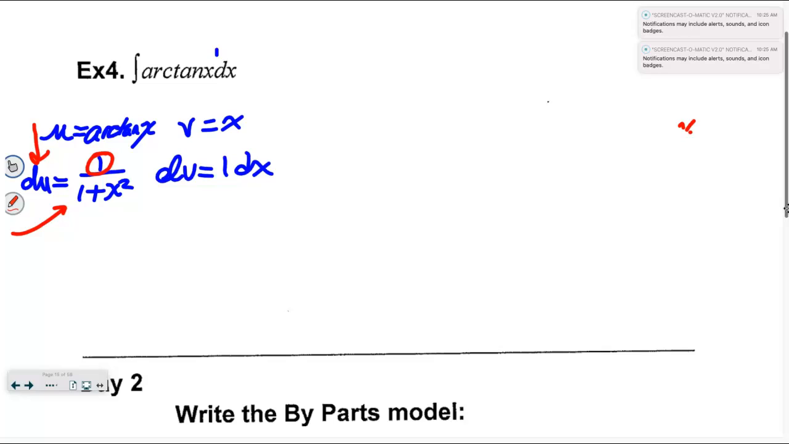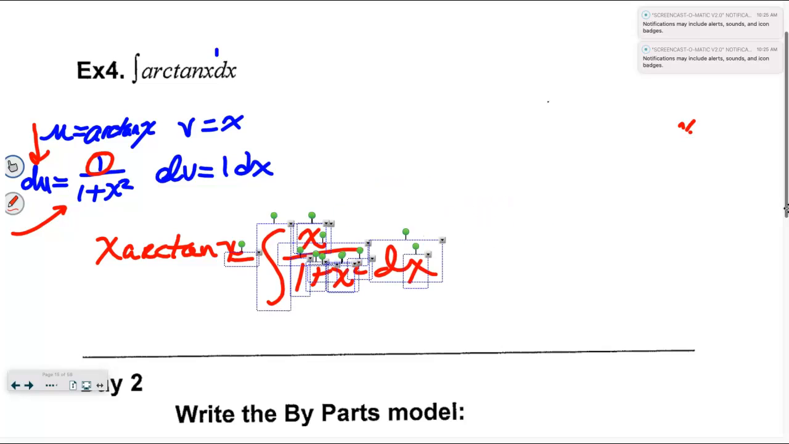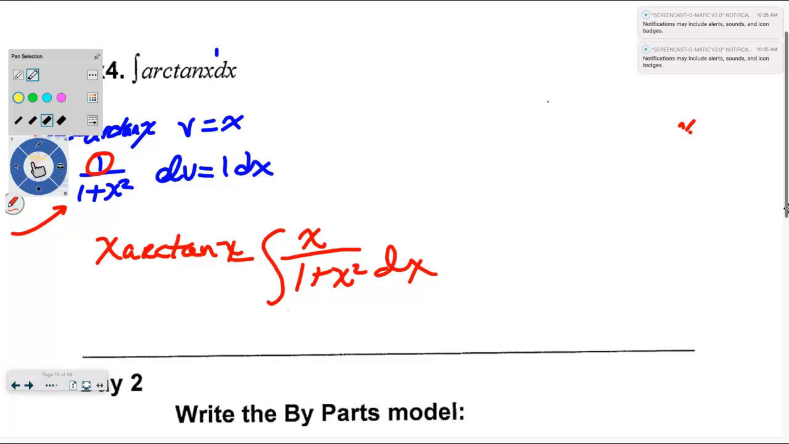So here I go. I'm going to be doing my UV, so my u is arctan x. You should understand why I put the x out front. Minus the integral of v du. I broke it into parts, of which I'm supposed to know how to integrate that second part. I'm supposed to know how to integrate this, and you should.